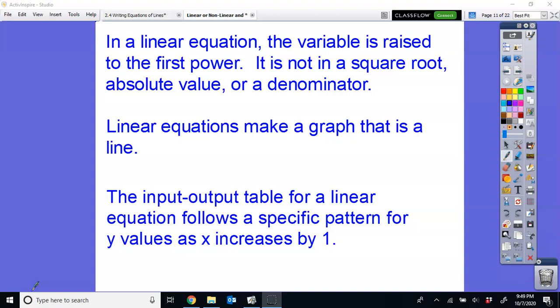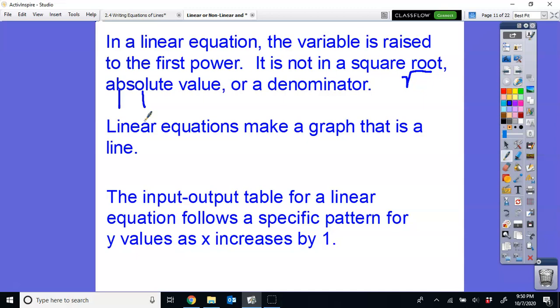You have no variables inside a square root. Technically, that little symbol that we call a square root is actually a radical. You have no variables inside an absolute value. Remember, that's the two little bars around the outside of a number or around some kind of variable expression. That means the distance from zero. And you have no variables in the denominator of a fraction. Those types of things cause problems to not graph a line. And so in a linear equation, in order to get a line, you have to have variables that are raised to the first power.